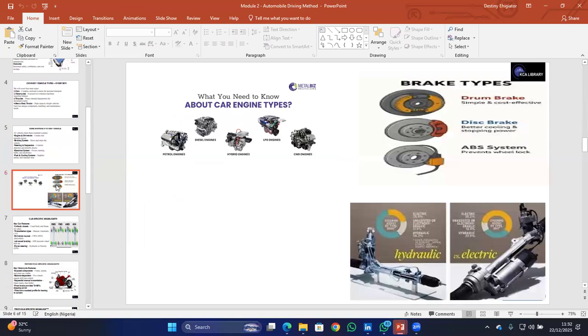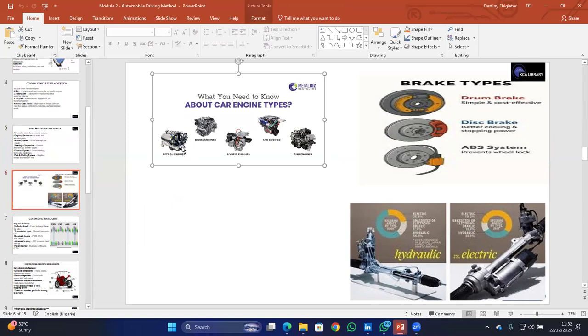Okay, now we're moving on to what you need to know about car engine types. These are the various kinds of engine types. We have the petrol engines, the diesel engines, the hybrid engines, the LPG engines, that's fuel engines, and the CNG engines. Then what are the brake types? We have the drum brake, the disc brake, the ABS brake, and we have other kinds of brakes too.